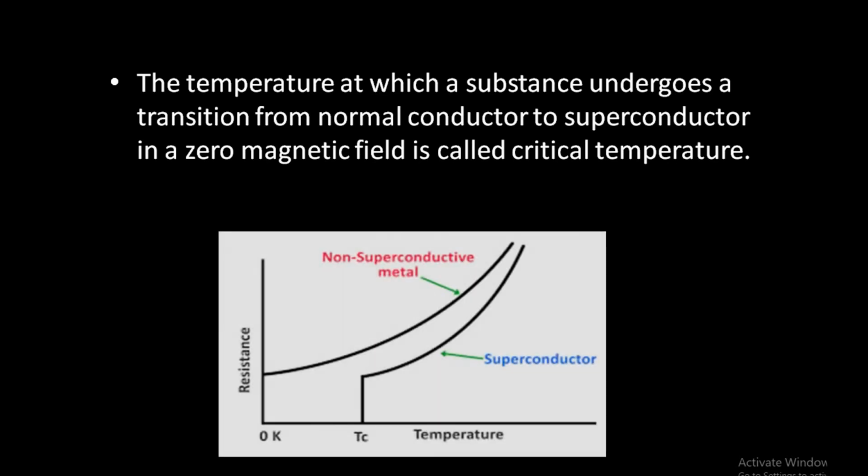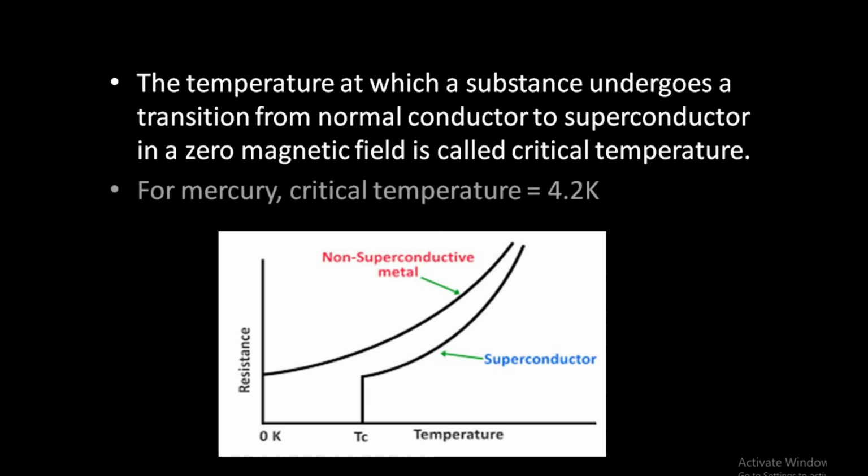This is the resistance versus temperature graph for superconductors. As we can see, at the temperature Tc, the critical temperature, the resistance becomes 0, and if the resistance is 0, then the resistivity is 0, because resistance and resistivity are directly proportional. For mercury, the critical temperature is 4.2 Kelvin, or we can say Tc equals 4.2 Kelvin.